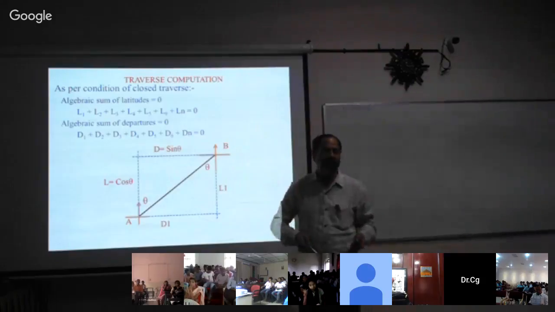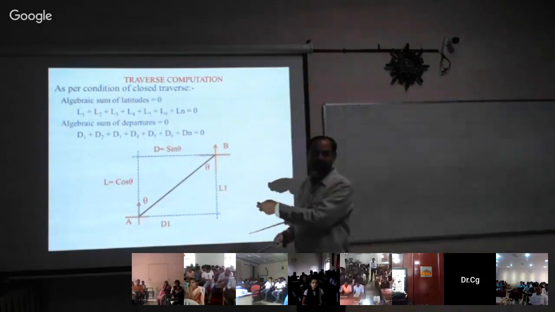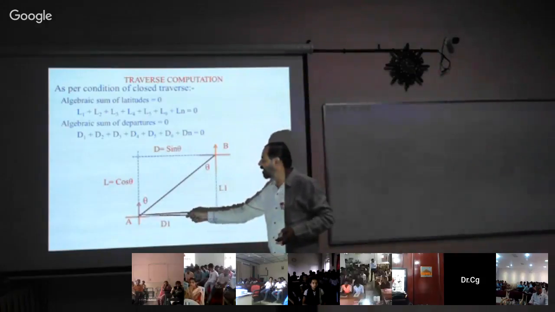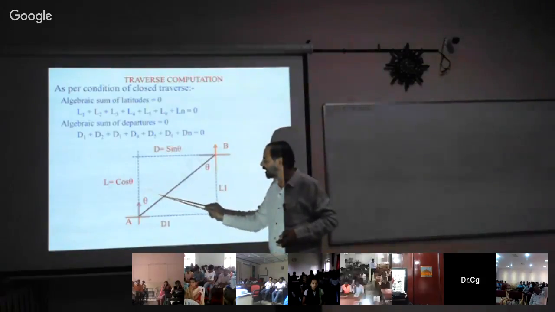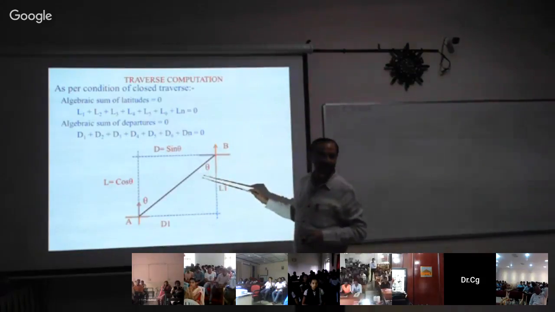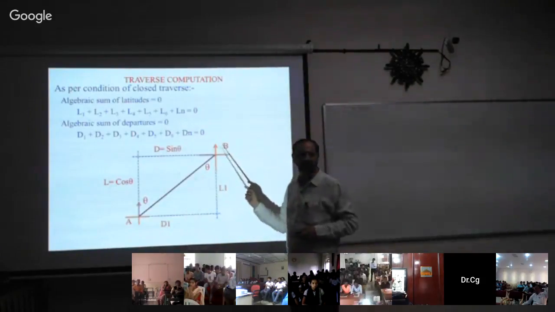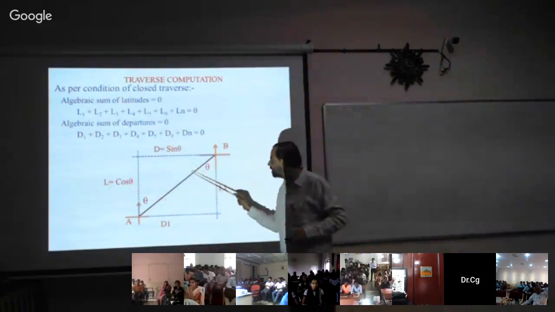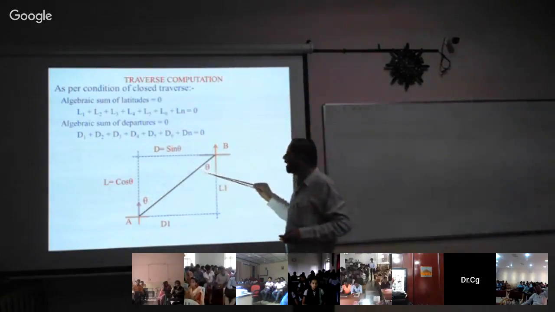I will solve 2-3 problems, but now let us understand clearly the fundamentals. Please note, this angle is the forebearing of AB, and this angle is the back bearing of AB. When our survey line is AB, when you are discussing the line AB, then the forebearing of AB and back bearing of AB.